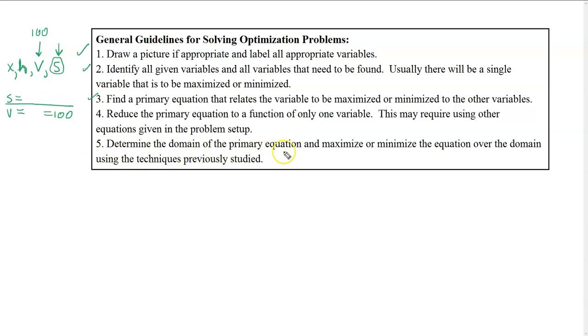Then determine the domain of the primary equation. That's when we said that, well, x can go from 0 to infinity, and maximize or minimize the equation over the domain using the techniques previously studied. That's where we differentiated the S and set it equal to 0 and solved for x, and that gave us where S was a minimum. So you notice how we followed all of these guidelines when we did that previous problem. And these are the guidelines that you'll generally follow for all of the optimization problems that we do. So let's take a look at a few more examples.